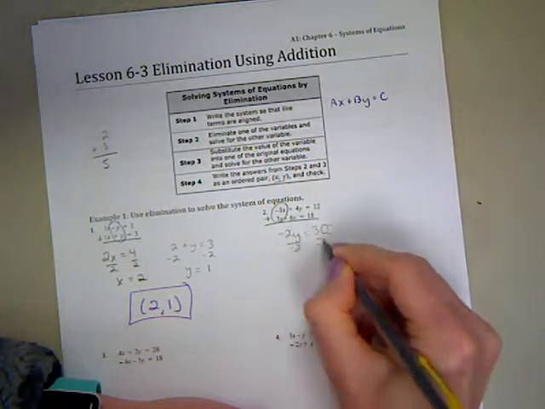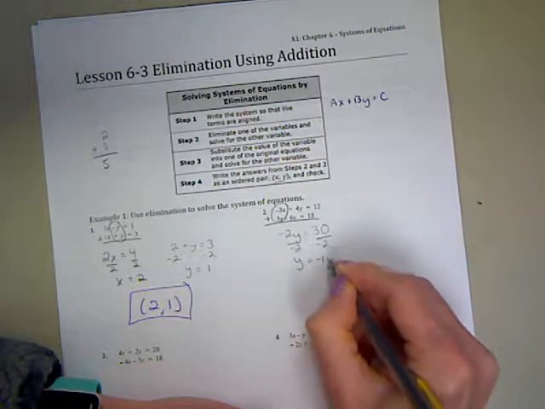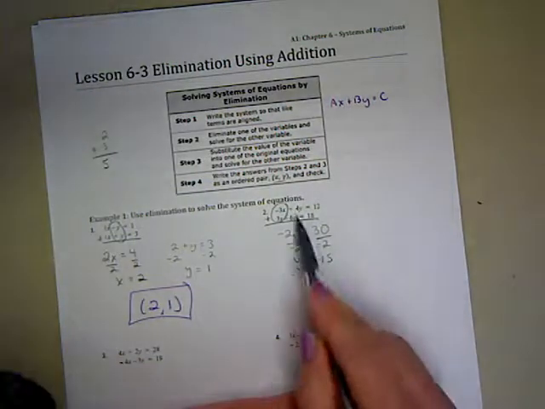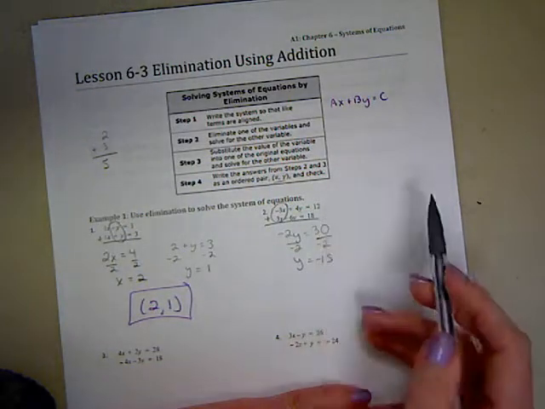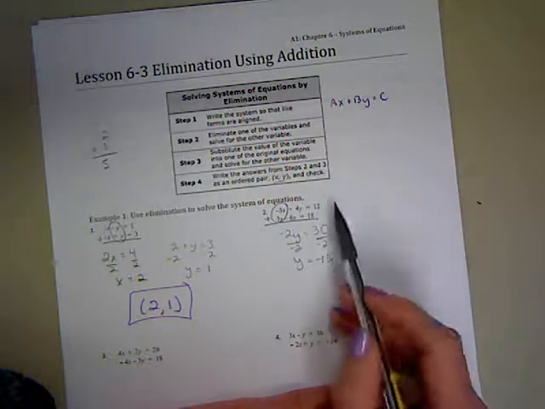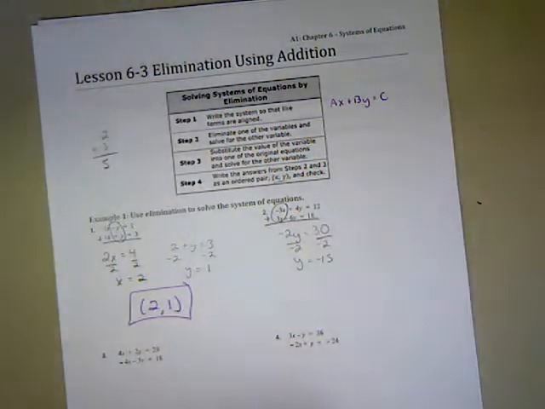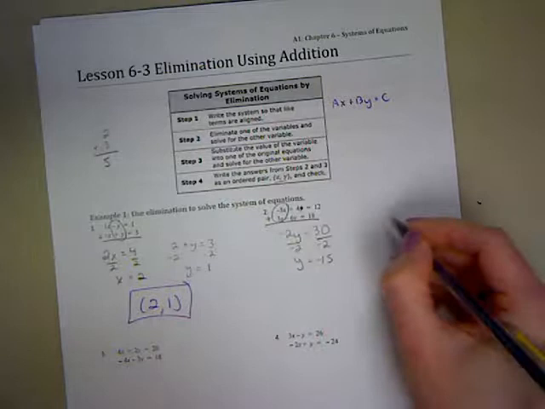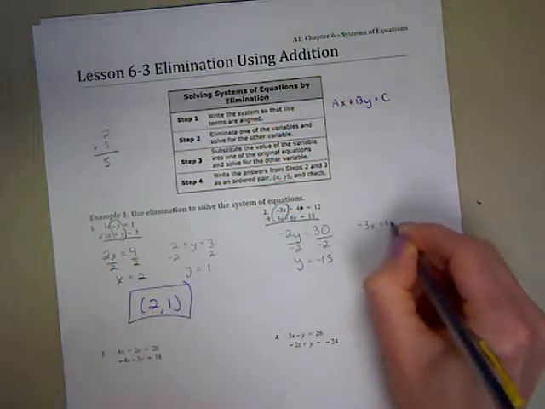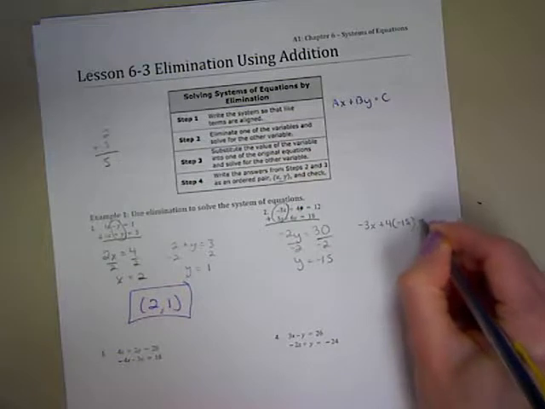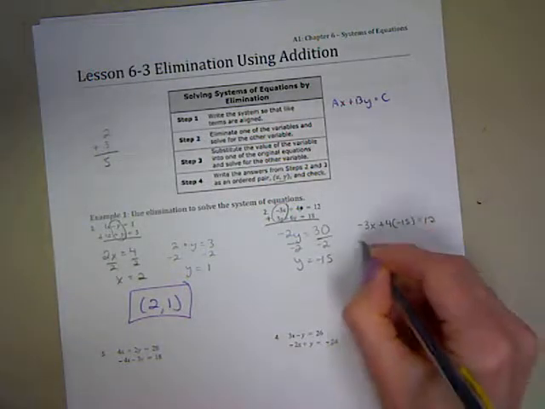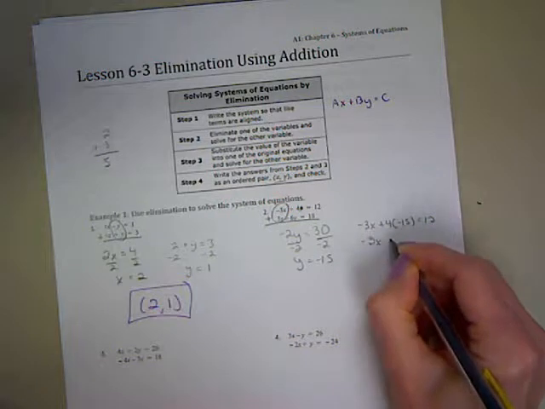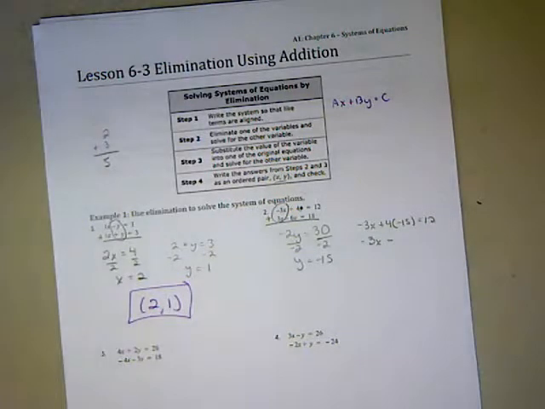Divide. Y equals negative 15. Okay, which equation is easier? They're probably exactly the same, so you just choose. I'm going to pick the first one, but like I said, they're both pretty equal here. I'm going to take the first one, put it in place of this y right there. So you get negative 3x plus 4 times negative 15 equals 12. So multiply. What is that? 15 times 4. 60.